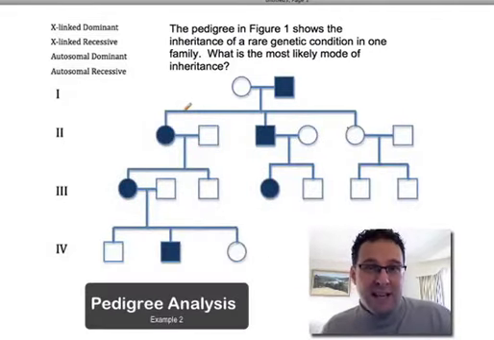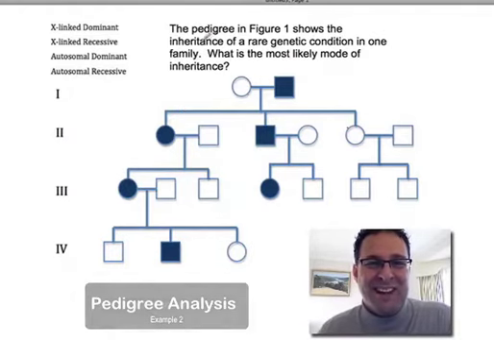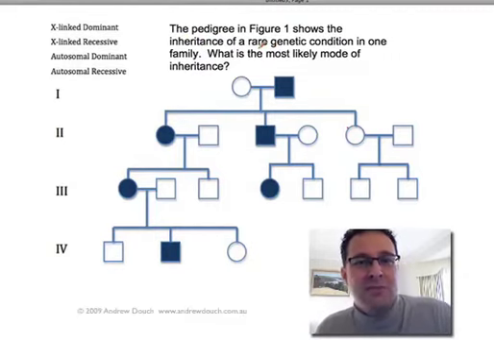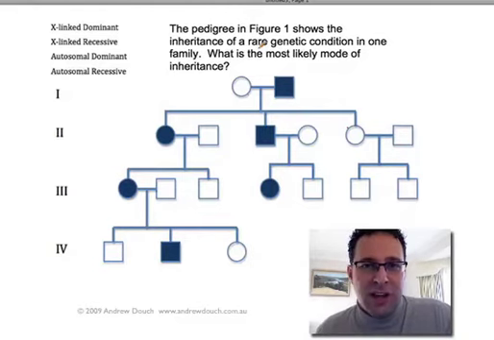Okay, well here we have a second example of a pedigree. It's not unlike the first one, but it's just a little bit more interesting, as we'll see at the end of this screencast. We're told that this is a pedigree which shows the inheritance of a rare genetic condition, and we're asked what's the most likely mode of inheritance.